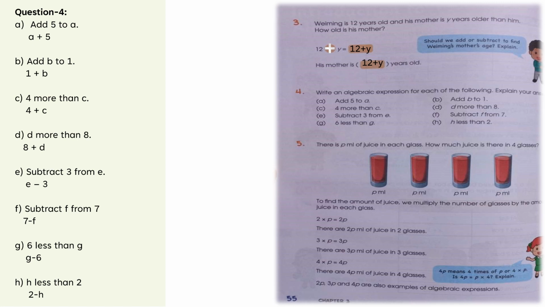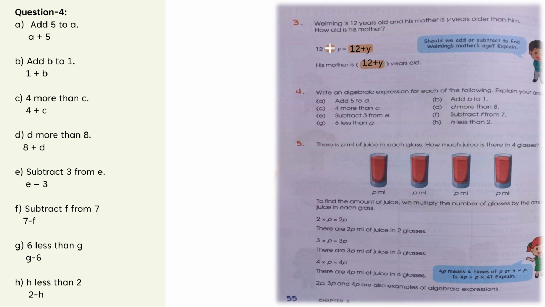In question 4, we have to write an algebraic expression for the different parts. Starting with part A, we have to add 5 to A. As we have to add 5 to A, we are going to write A first, then there is an addition sign, then we are going to write 5. But this is an addition, so if we write it as A plus 5 or 5 plus A, it doesn't make any difference because at the end of the day, the entities are adding with each other.